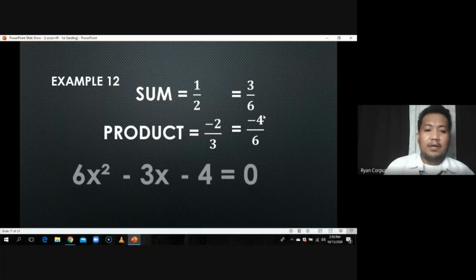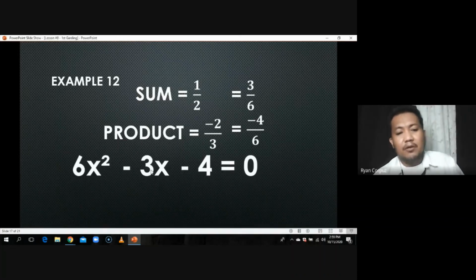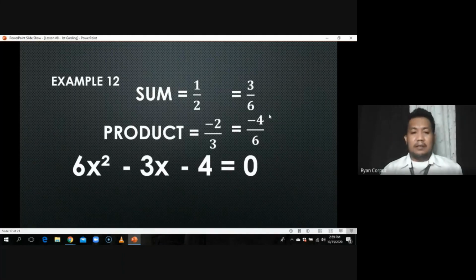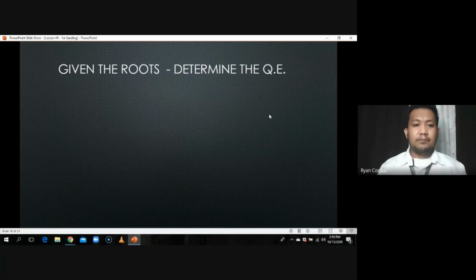So that will be 6x squared minus 3x minus 4 is equal to 0. Ito yung 6. Ito yung negative 3, which is the opposite of this. Then ito naman yung negative 4, which is the same sign of the product of the roots. So with that given sum and product, which is 1/2 and negative 2/3 respectively, we come up with the quadratic equation na 6x squared minus 3x minus 4 is equal to 0.